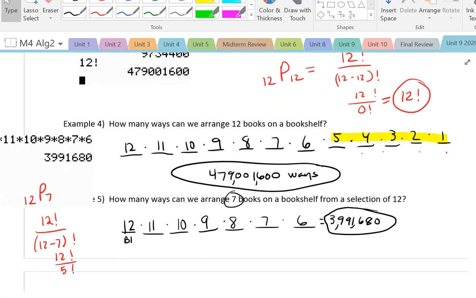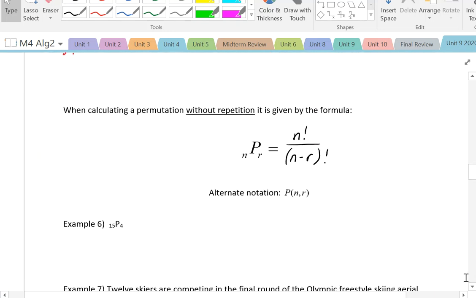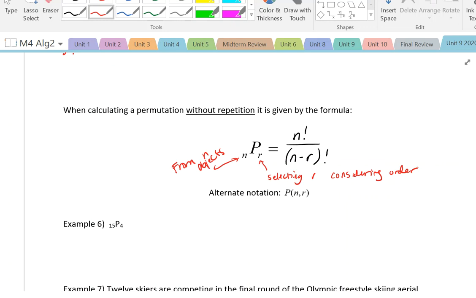All right, and another alternate notation here is nPr, like that. So we're talking about from a selection of n objects, selecting r of them, considering the order. So again, considering the order means that the order matters, like a telephone number or a password or passcode on a phone, things like that.